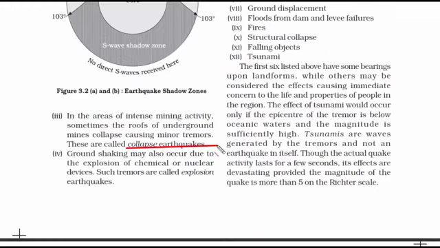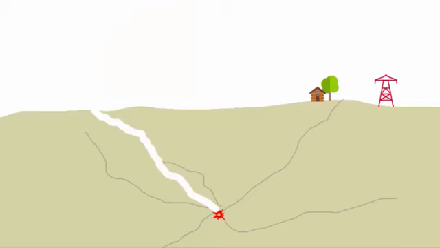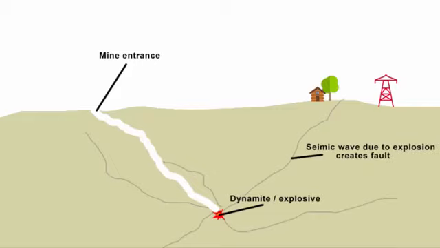The third one is called collapse earthquakes. These take place in areas of intense mining activity. Here the roofs of underground mines collapse, causing minor tremors. As we know, mining involves a lot of explosion of rock, and that produces seismic waves. These waves are called tremors.